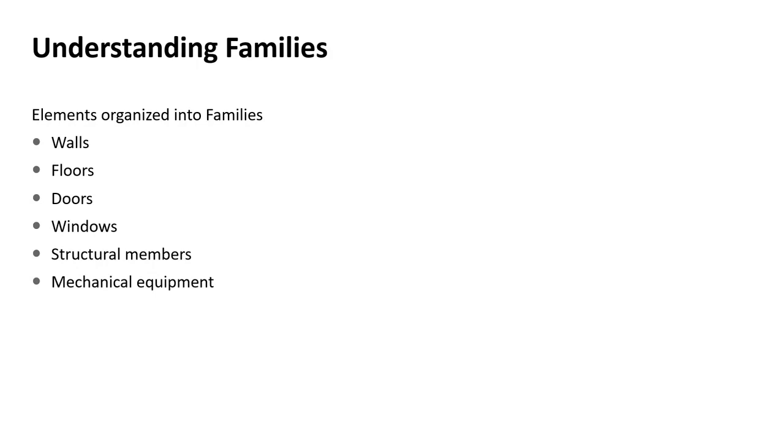Every element in a Revit project, walls, floors, doors, windows, structural members, mechanical equipment, or plumbing fixtures, and even annotation elements such as door and window tags, column grid lines, and elevation symbols, are organized into families. A family is simply a collection or group of elements with a common set of properties called parameters, along with a related graphic representation.